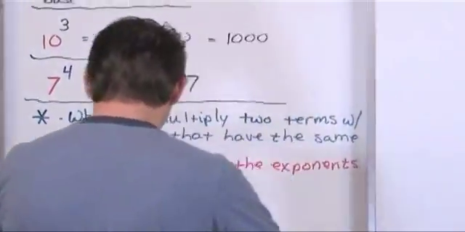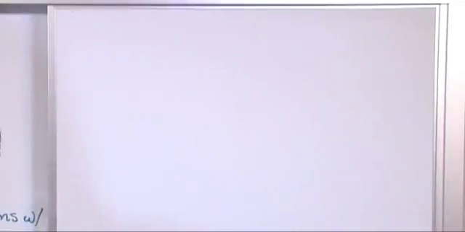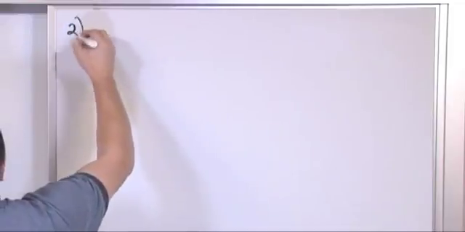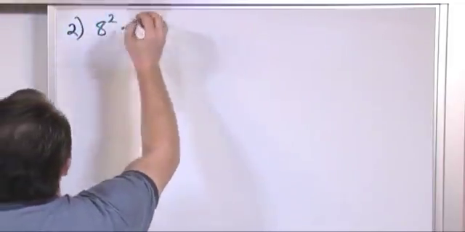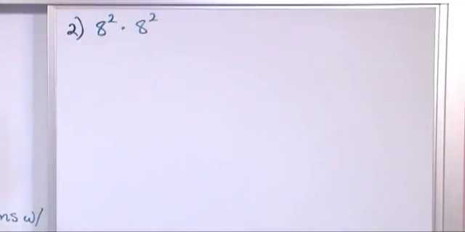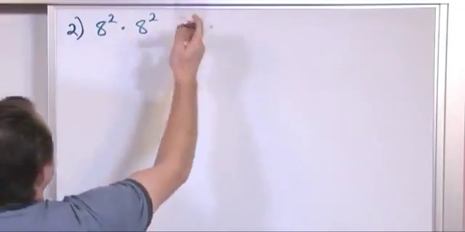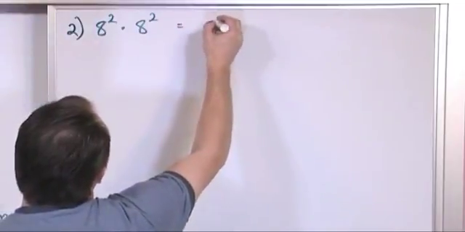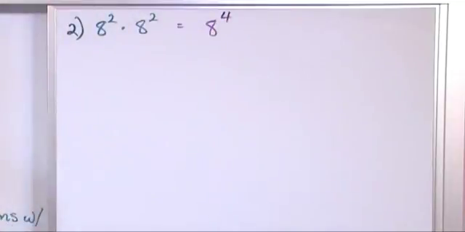Now let's go on to another quick example. Let's say we had 8 squared times 8 squared. How would we do that? According to the rule, they have the same base. So all I need to do is write the number 8 and then add the exponents. 2 plus 2 is 4. I just add the exponents.